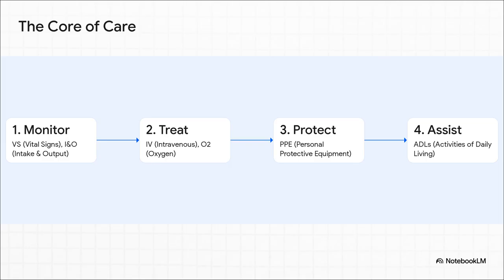So medical actions generally follow this pretty logical cycle. It all starts with monitoring, gathering data like vital signs. Then based on that data, the team can treat using things like an IV or oxygen. And throughout this whole process, they have to protect everyone with PPE. And finally, they assist the patient with their daily living activities to help them recover. It's this constant flow of information and action, all guided by these little codes.